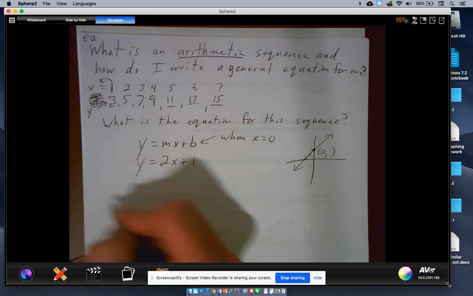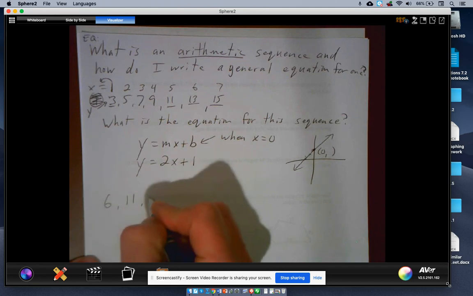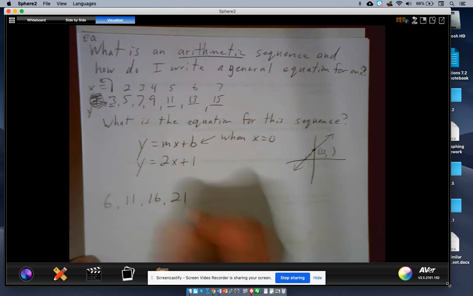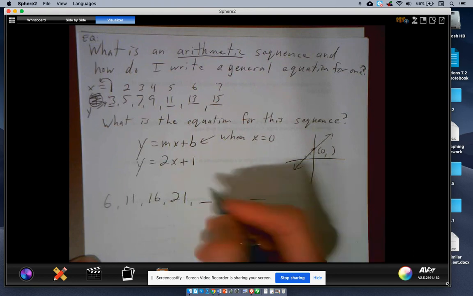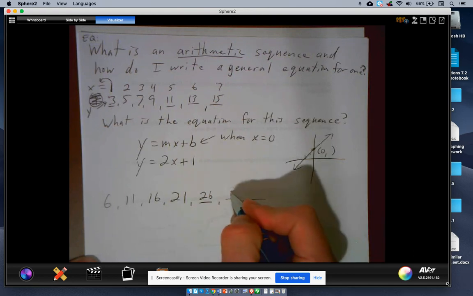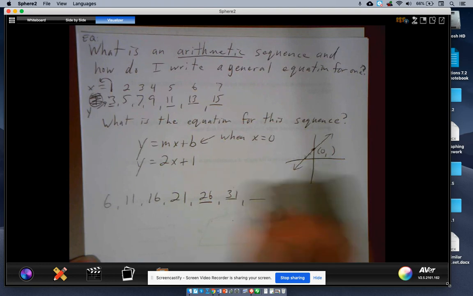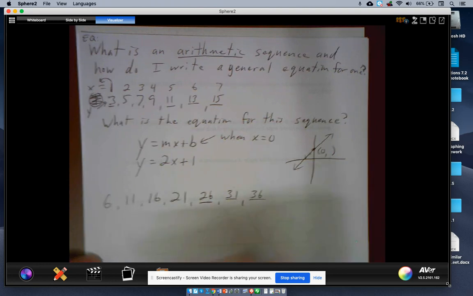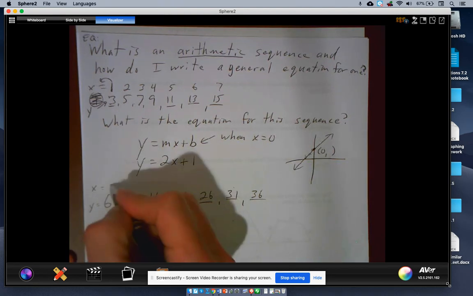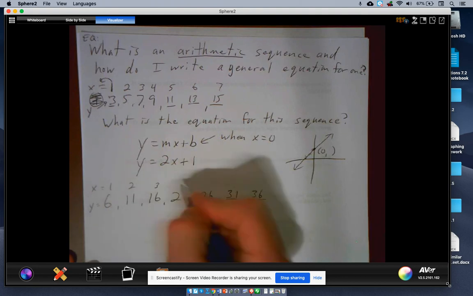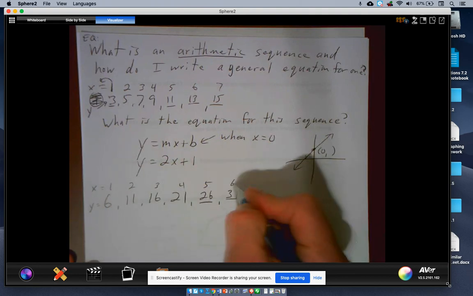Let's do 6, 11, 16, 21, and let's name the next 3 in our process here. So 26, 31, 36. And as you can see, we're just going up by 5. So to write the equation, I'm going to write x and y here. So these are my x's, y's. This is my first term, second term, third term, fourth, fifth, sixth, and that's my seventh term.